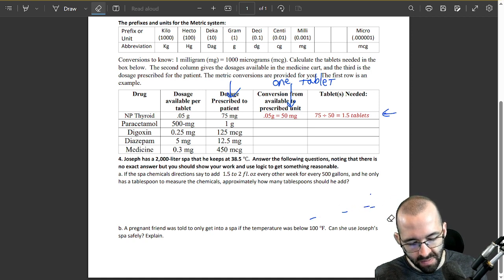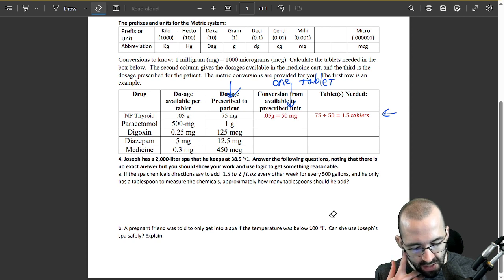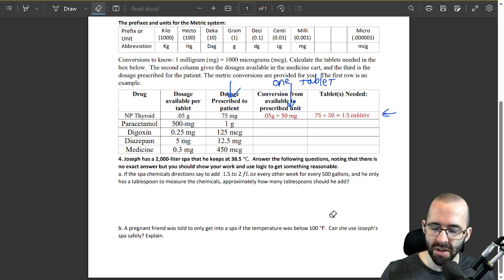All right, and the last one, I think it's pretty similar. I don't think there's anything super new. Let's look through it. So there's a spa, and there's no exact answer. It wants you to approximate some things. So yeah, I think that's probably all I'm going to say here.